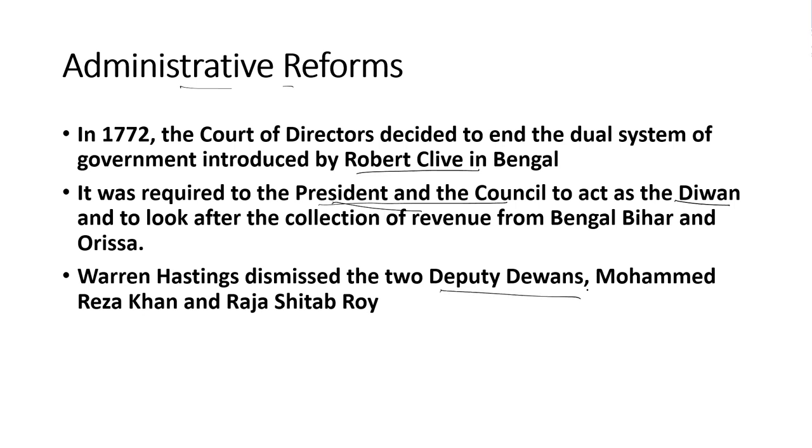The two deputy diwans were appointed by Robert Clive in 1765. Muhammad Raza Khan was in charge of Bengal for the collection of land revenue, and another deputy diwan was Raja Shitab Roy. He was in charge of the collection of land revenue in Bihar. Both of these two deputy diwans were dismissed by Warren Hastings.